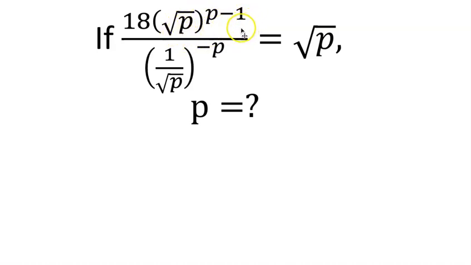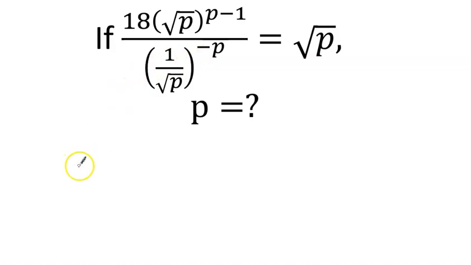In this video, if 18 times (square root of p)^(p-1) over (1 over square root of p)^(-p) is equal to root p, we are to find the value of p. Let's see how we are going to do this. So this is an indices question.